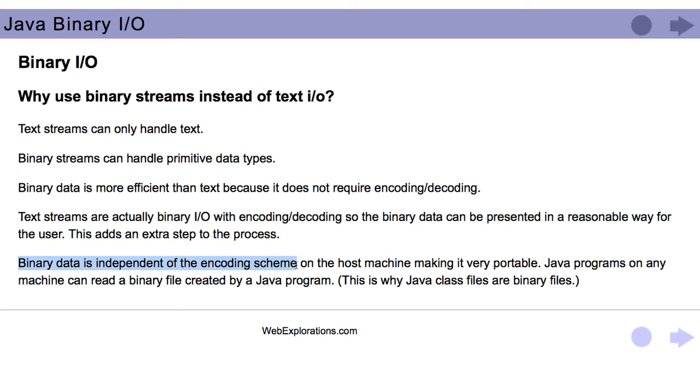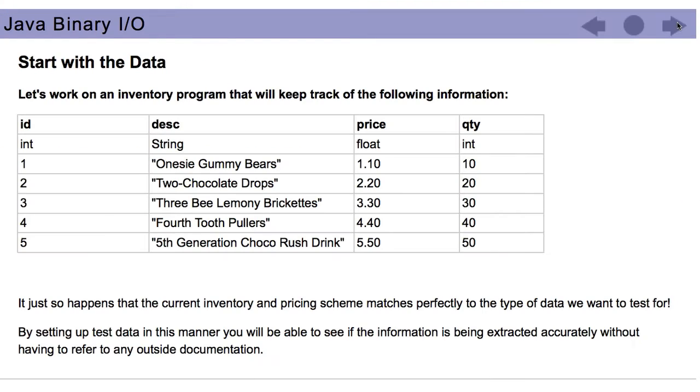Another benefit of binary data is it's independent of the encoding scheme. With text, you have to know if you're doing UTF-8 or UTF-16 or what language format you're using. With binary data, it saves it as bytecode in the file, and so your program, no matter where it runs, can still read that data, no matter what computer it's on. So whenever you do input-output, you're always basically working with data.